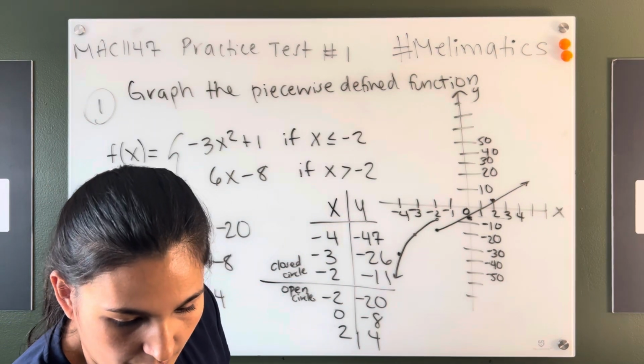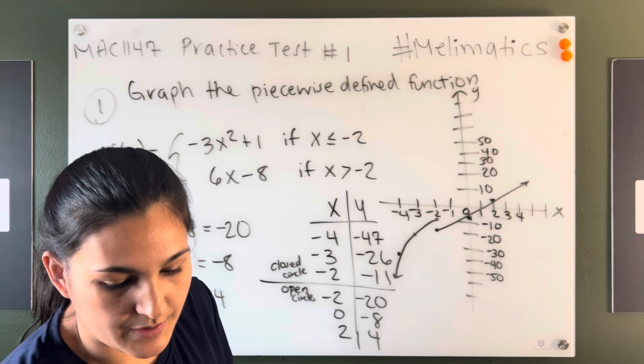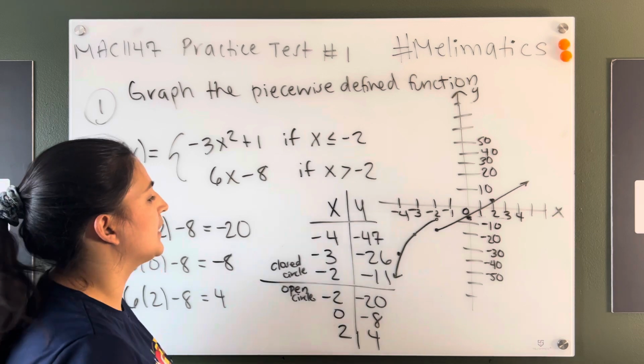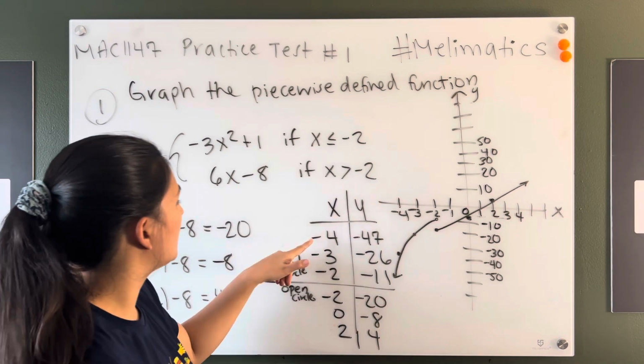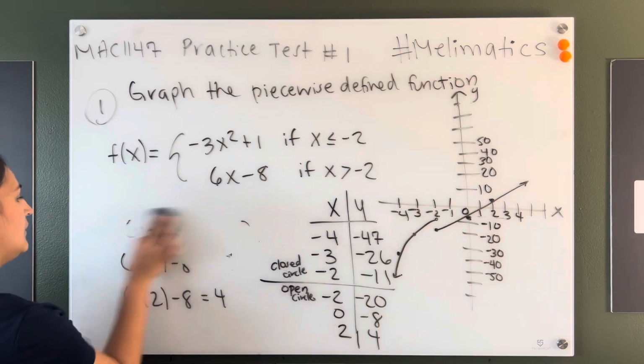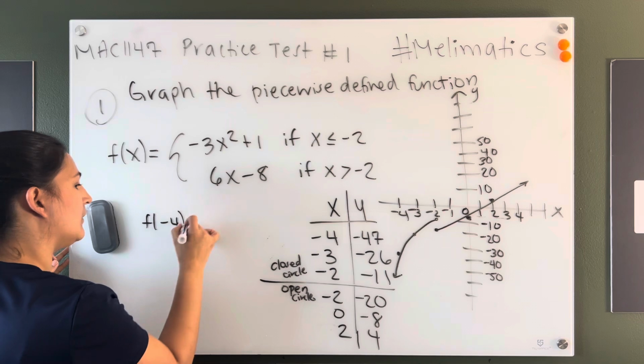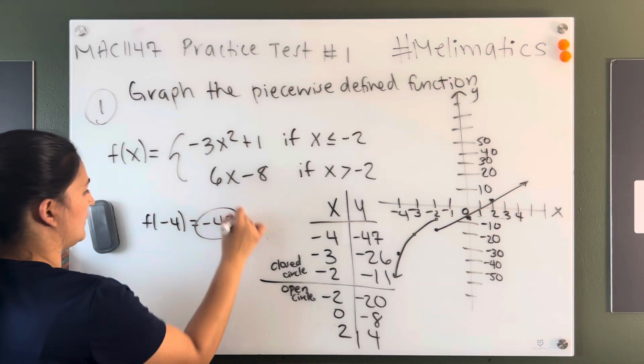For the next part, we are going to evaluate at certain points. So it's asking, what is f of -4? In other words, when you plug in -4, what do you get? We actually already did that. F of -4, we got -47. All right, so I got my answer.